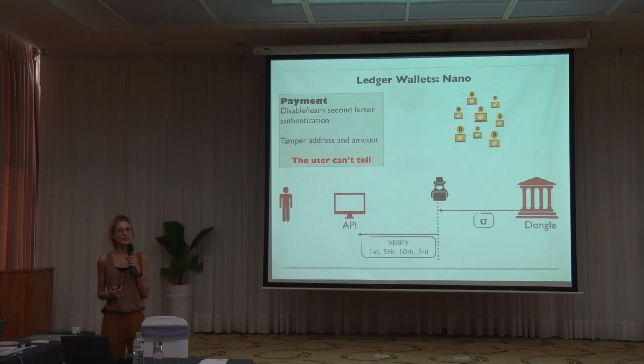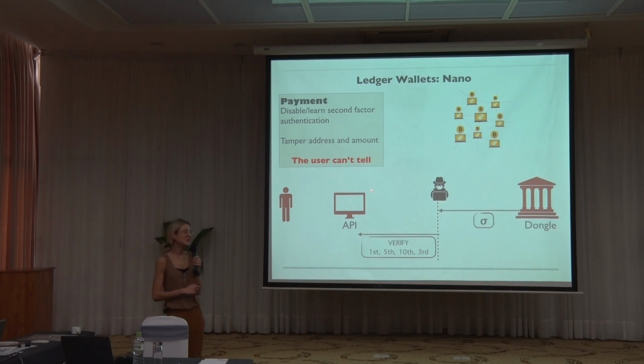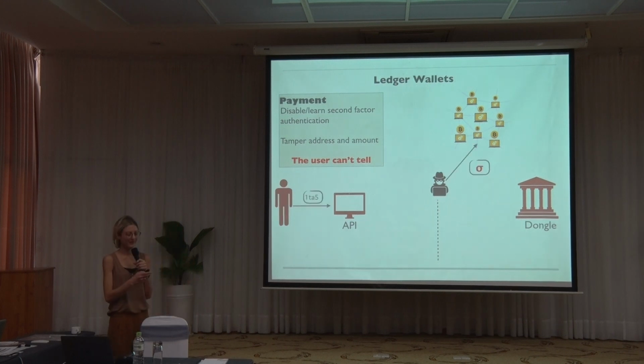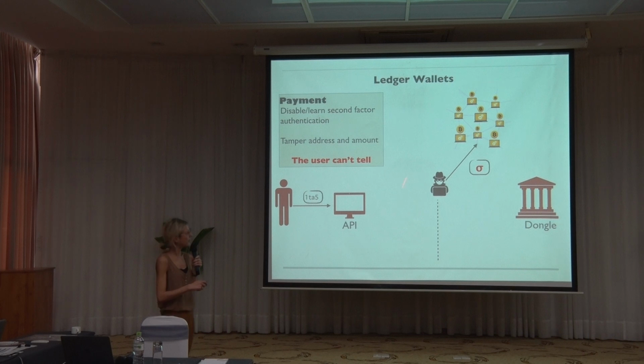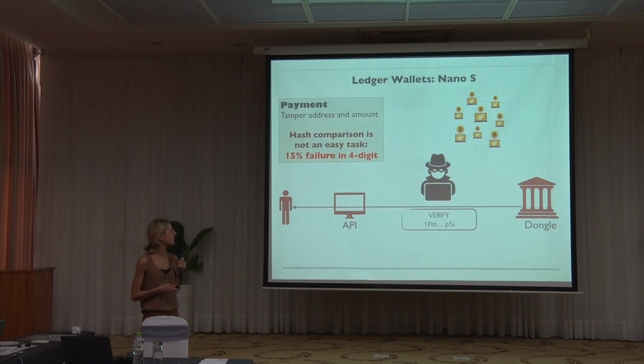Since we have disabled second factor authentication, the dongle returns the signature. Since we don't want the user to know, we just pick 4 random characters from the address and request a verification from the user. The user verifies the characters, and we post the signature on the network. So the user never knows. He still thinks that everything's going well.